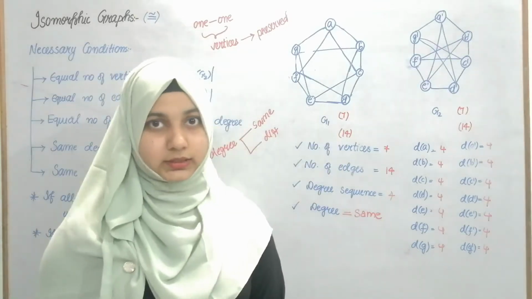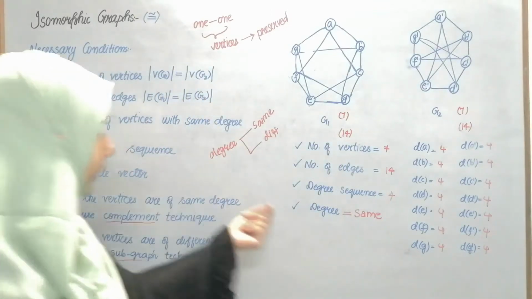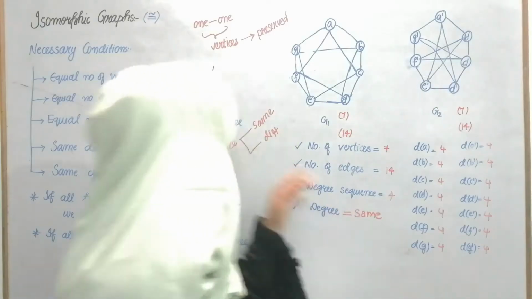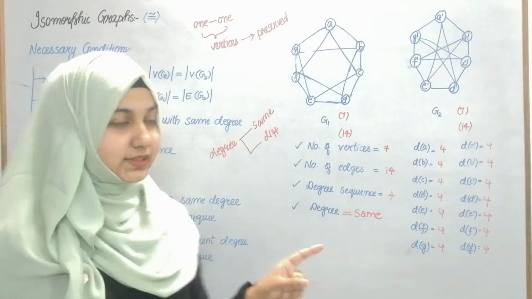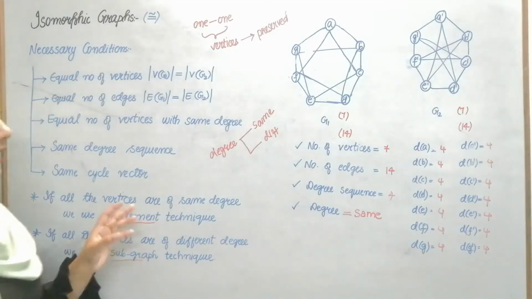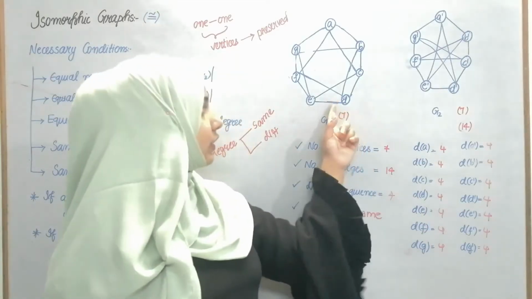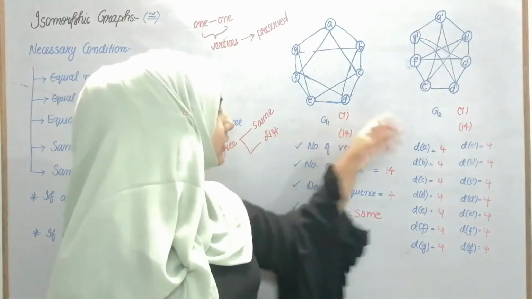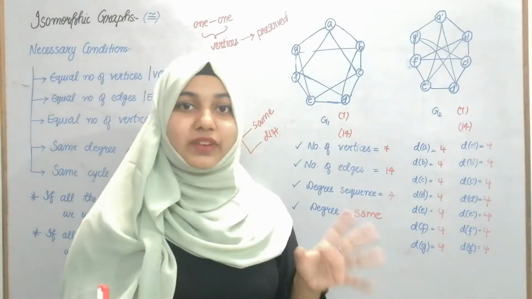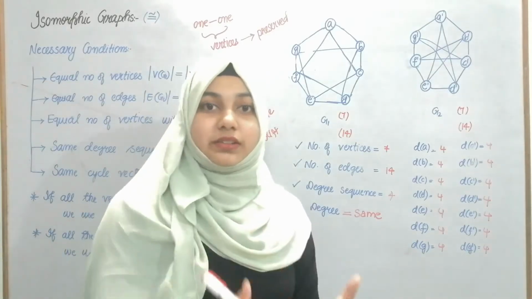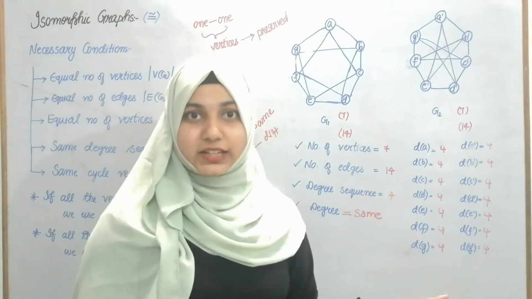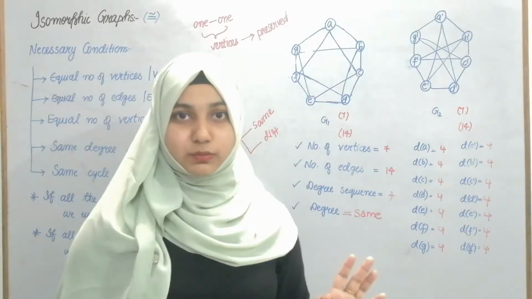Okay, done till here. Now see here, if the degree is same, we are going to go for which technique? It is the complement technique. Now what does complement technique mean? This is your graph given and this is your graph given. This is G1 and this is G2. You're going to find the complements for both the graphs, and check whether the complemented graphs are isomorphic or not. If they are isomorphic, then the original graph will also be isomorphic.